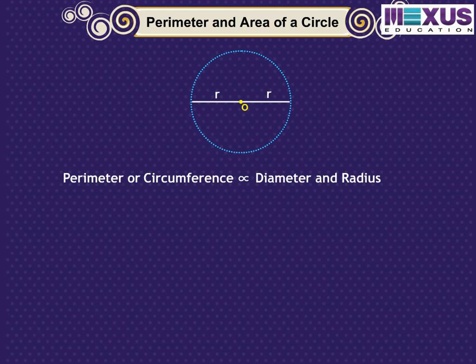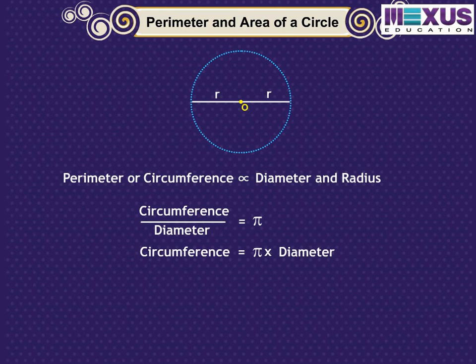If you remember, the circumference of a circle has a constant ratio with its diameter, and it is denoted as pi. We can find the circumference using a formula, that is, circumference equals pi into diameter. Now, diameter equals 2r, where r is the radius of the circle. So we get a formula for finding the circumference or perimeter: 2 pi r.